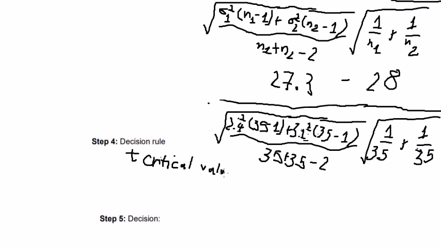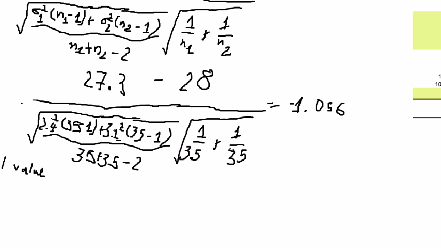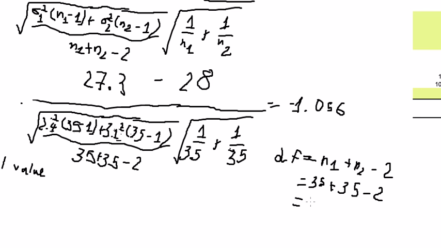Before we go to the critical value table of the t distribution, we need to find df. This is the degrees of freedom. So we have n1 plus n2 minus number 2. So you get 35 plus 35 minus number 2, and you get 68.